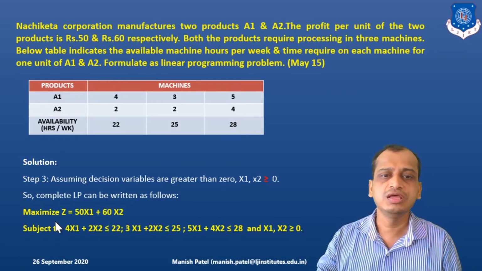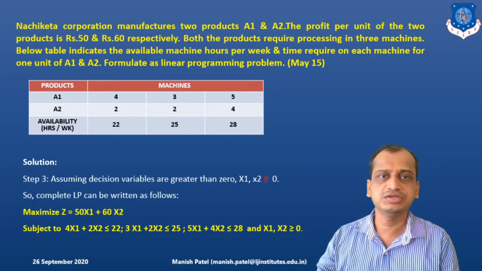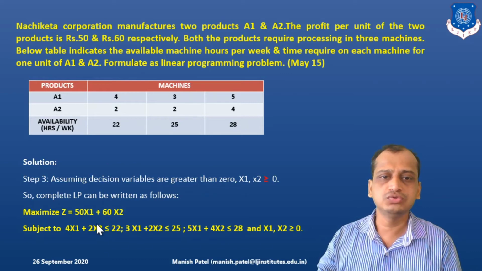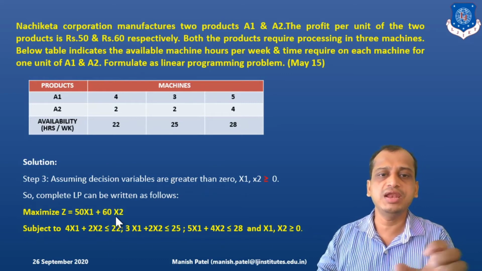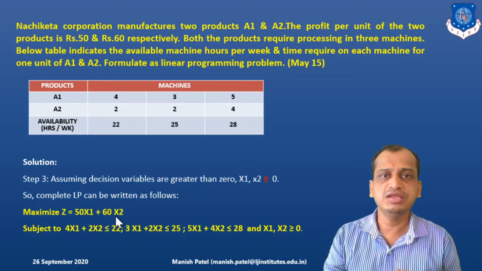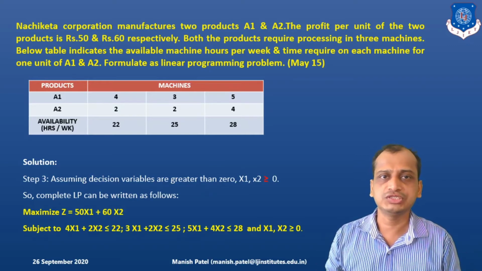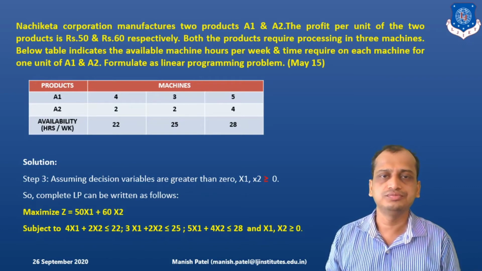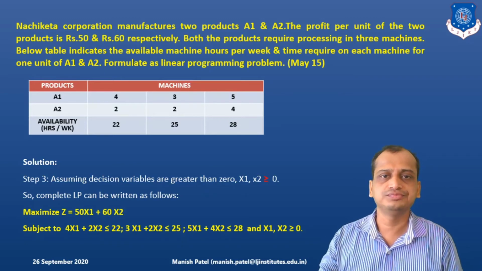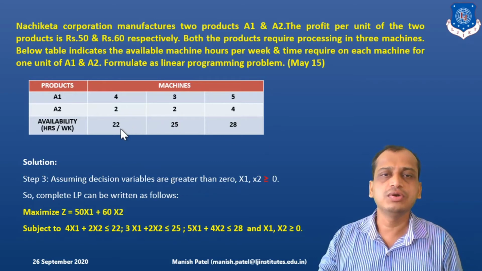Here I have written that this objective function is subject to the constraints 4x1 plus 2x2. Here x1 and x2 are nothing but A1 and A2. Remember this: A1 is the product x1, A2 is the product x2. So x1 and x2 are the two decision variables, indicating the number of A1 and A2 to be manufactured. Now 4x1 plus 2x2 is less than or equal to 22.